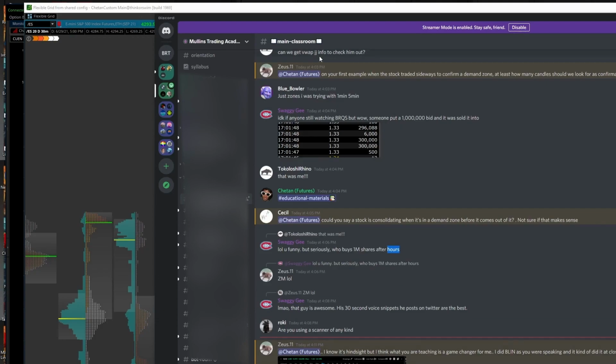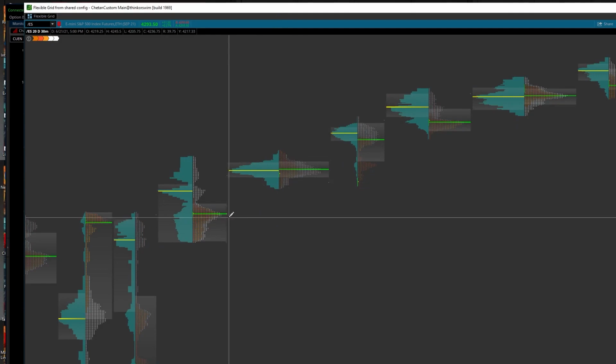These little yellow and green lines represent the most volume and the most time. So these lines end up becoming important if you use the profile. If you don't use the profile, you don't need them.